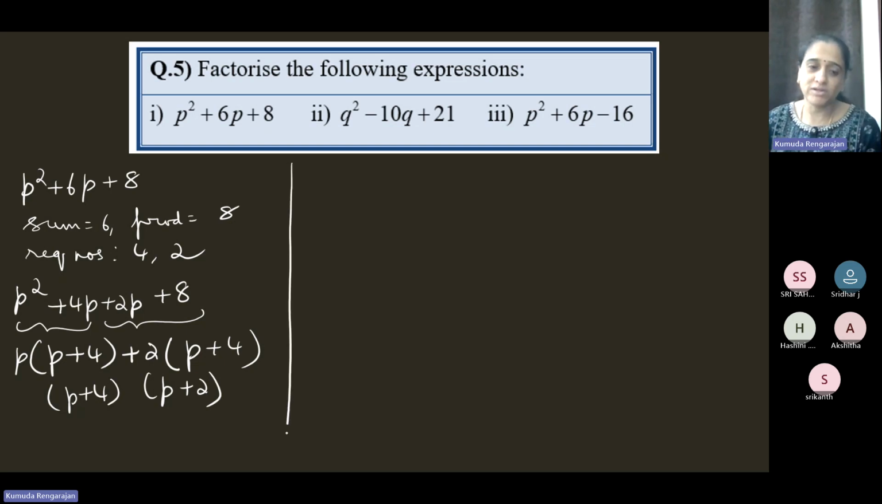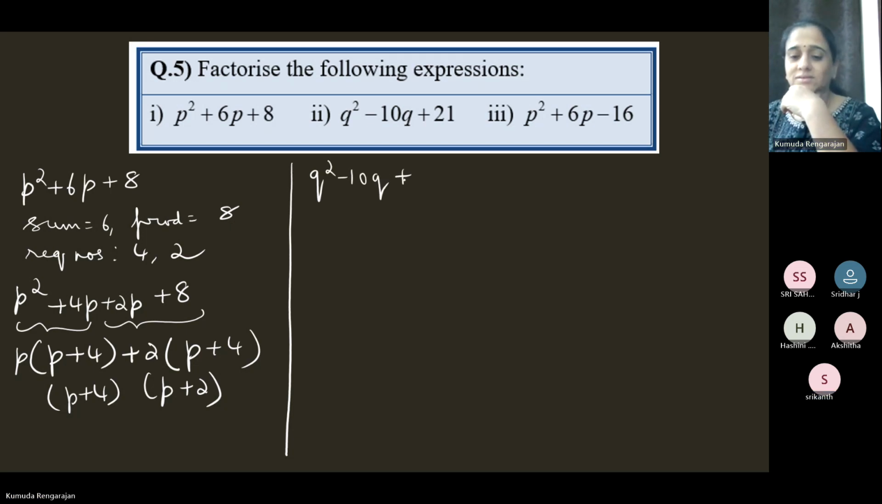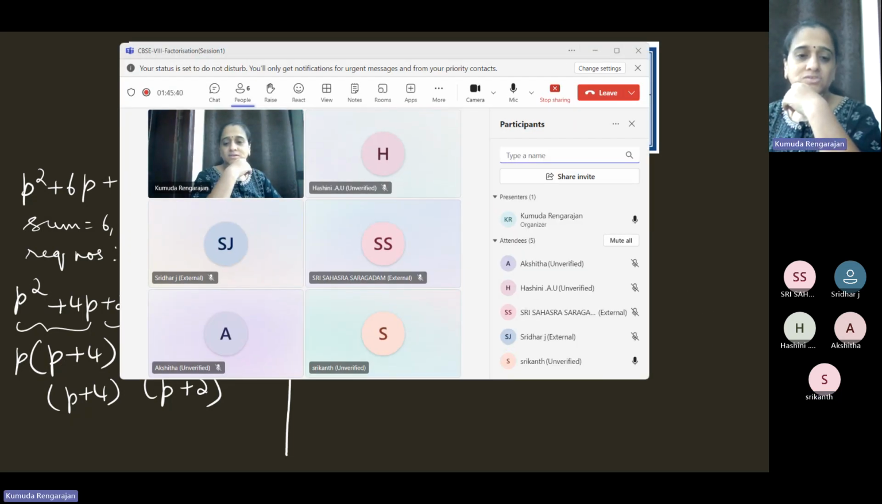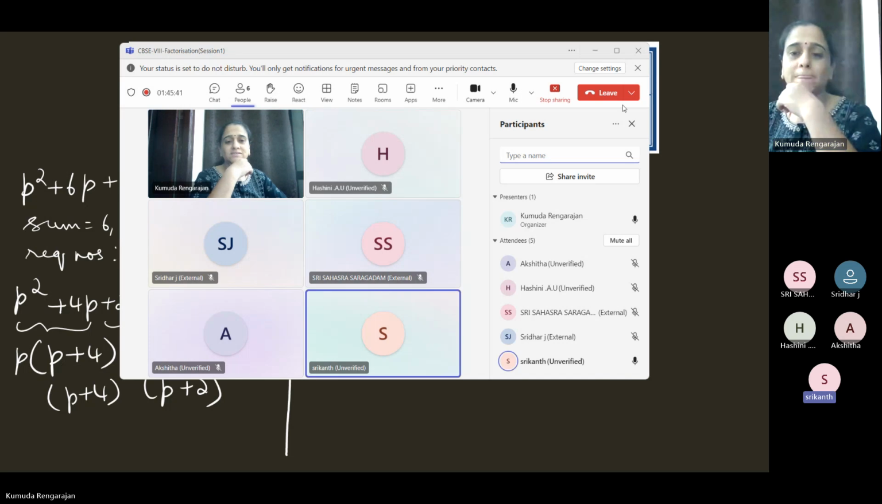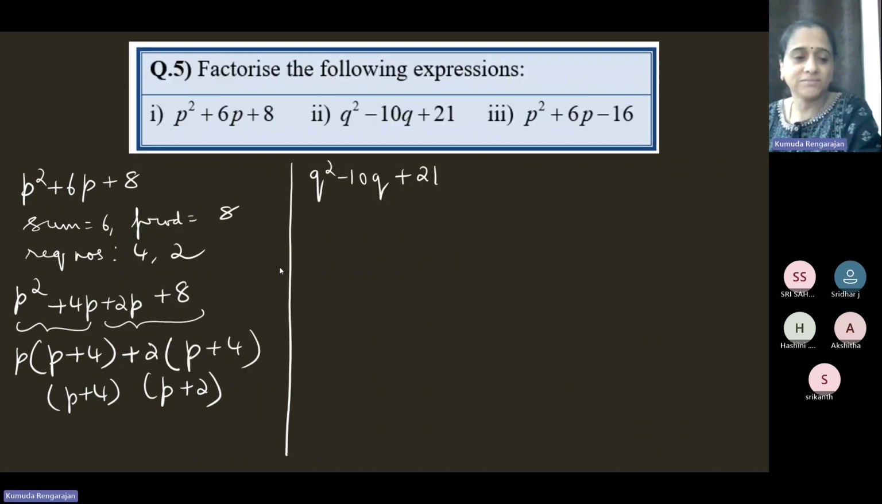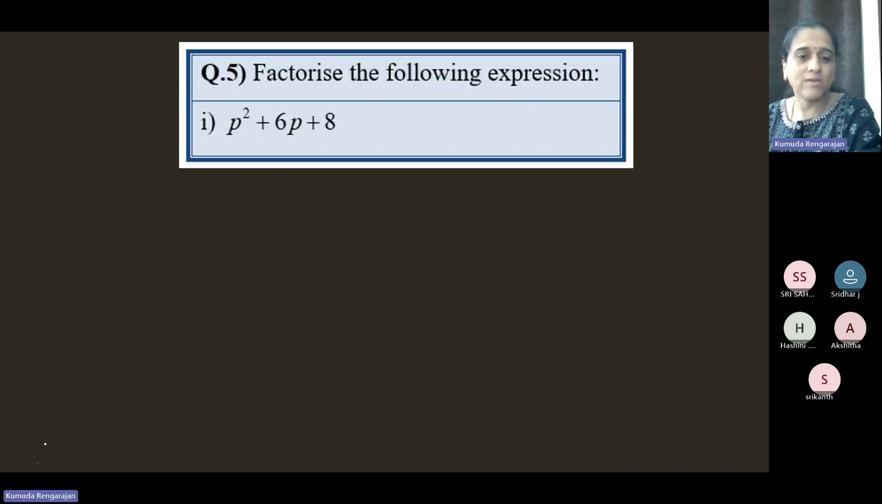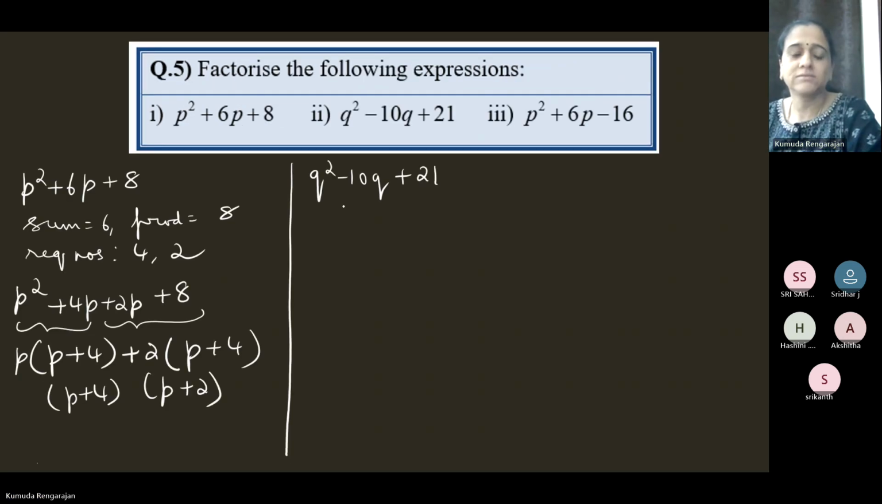Online children, you're not responding, so please check your answer. Hope all of you got this. Next, q squared minus 10q. Shrikant, very good. You got it? Yes, ma'am. Now answer this one, Shrikant.